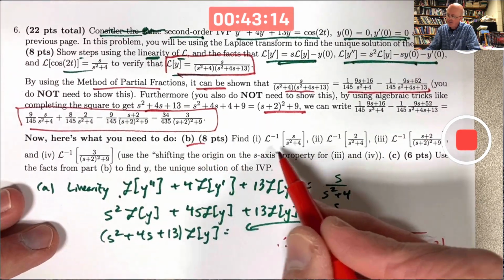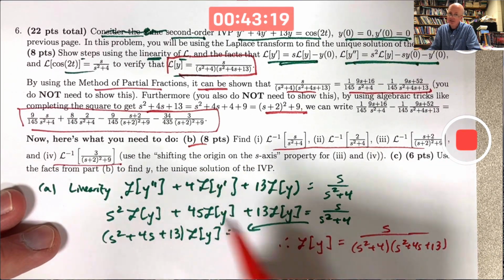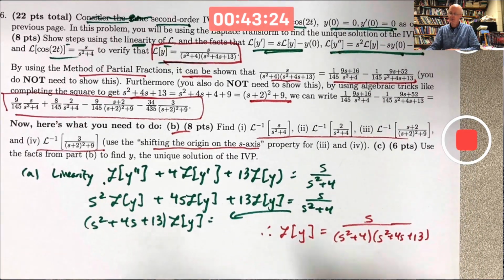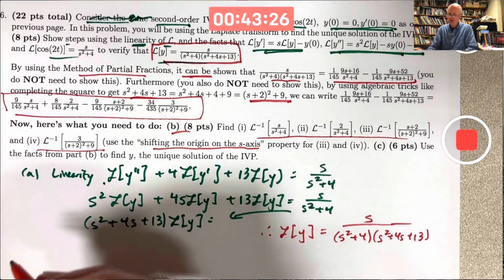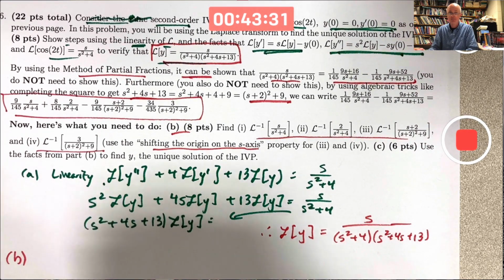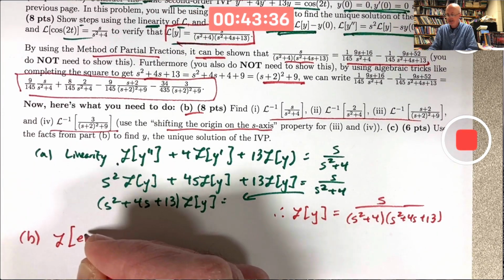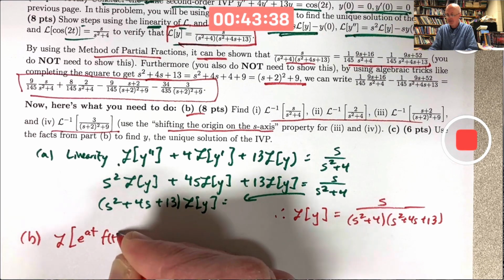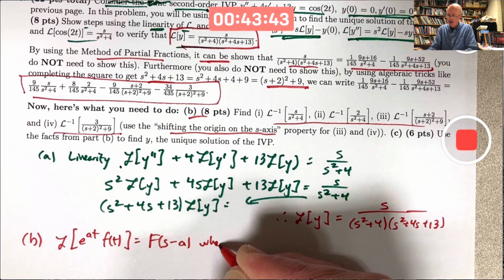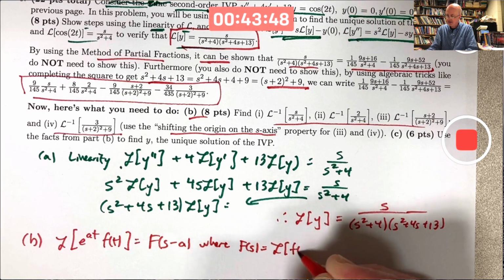Part B. Find these 4 inverse Laplace transforms using the facts about Laplace transforms, including something called the shifting the origin on the s-axis property, which we'll need for 3 and 4. So let's write down what the shifting the origin on the s-axis property is. I haven't mentioned that property yet. It says that the Laplace transform, it turns out, of e to the at times f of t equals capital F of s minus a, where capital F of s is the Laplace transform of little f of t.